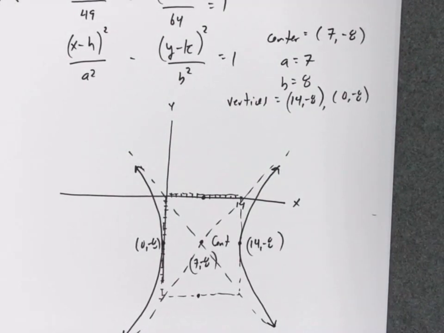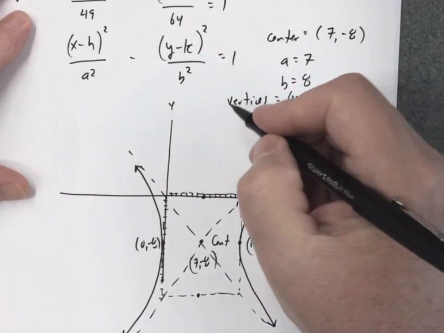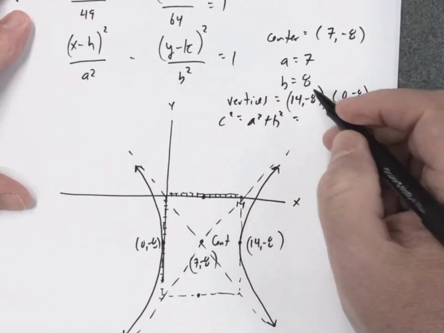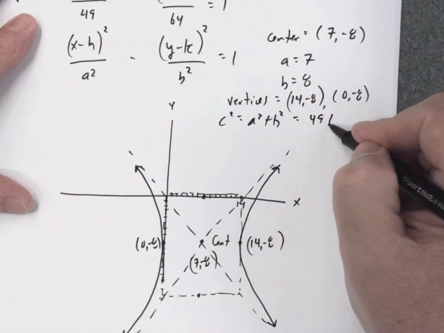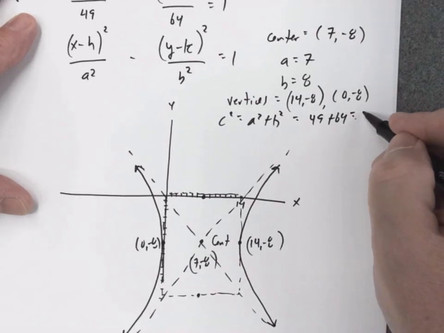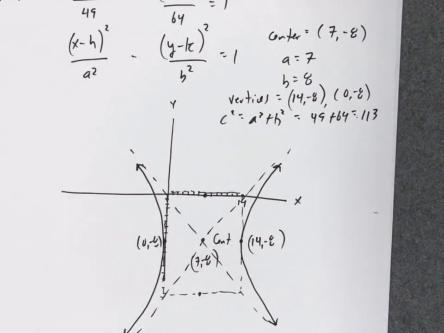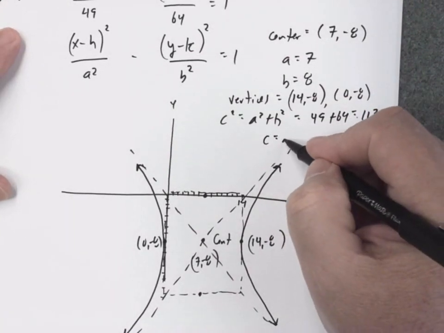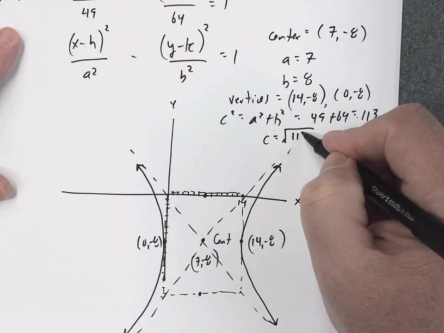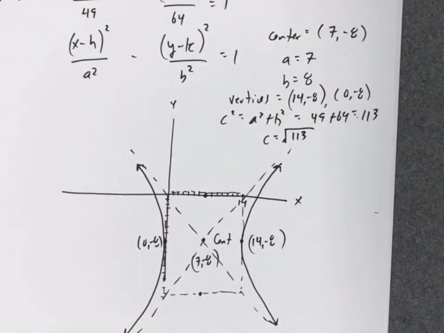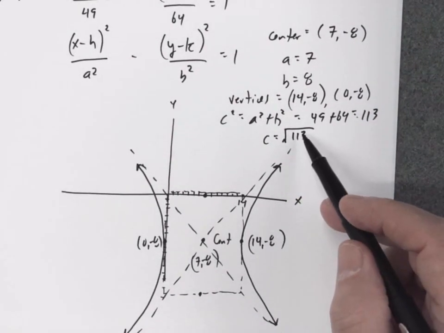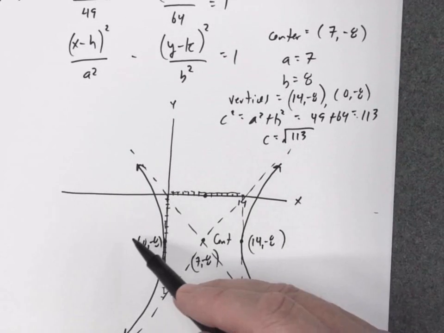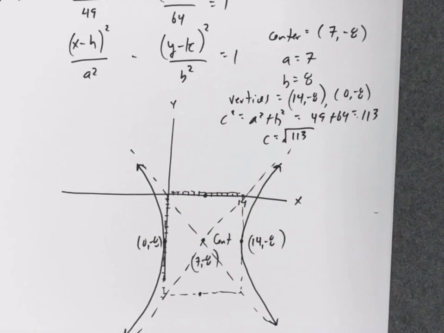Now the foci, of course, you have to do it mathematically. C squared equals A squared plus B squared. A squared's 49, B squared's 64. Looks like C squared is 113. So C then is going to be the square root of 113. So once again, that's the distance you're going to move from the center to get to the foci. So the foci are going to be in each side of this hyperbola.